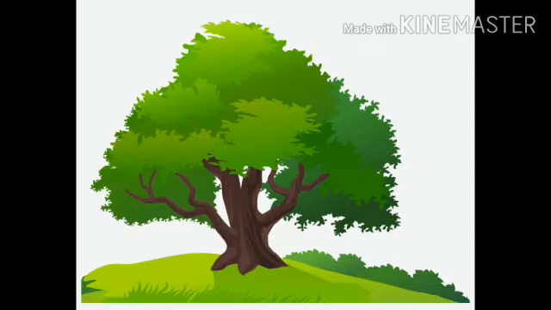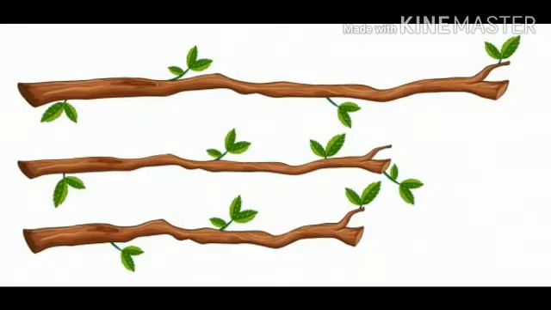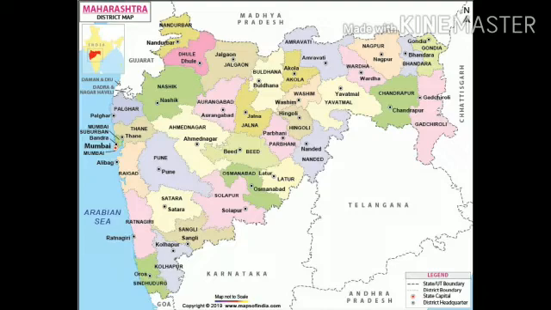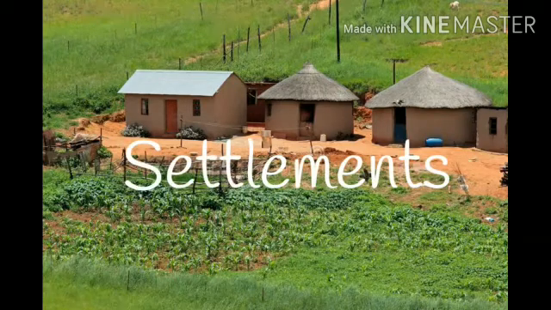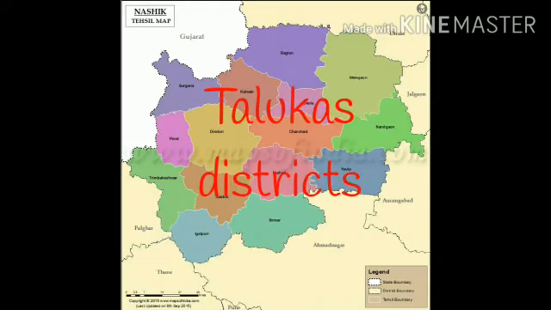To be complete, a tree must have several components such as leaves, small branches, big branches, a trunk, etc. In the same way, our state too is made up of many settlements, villages, towns, talukas, and districts.